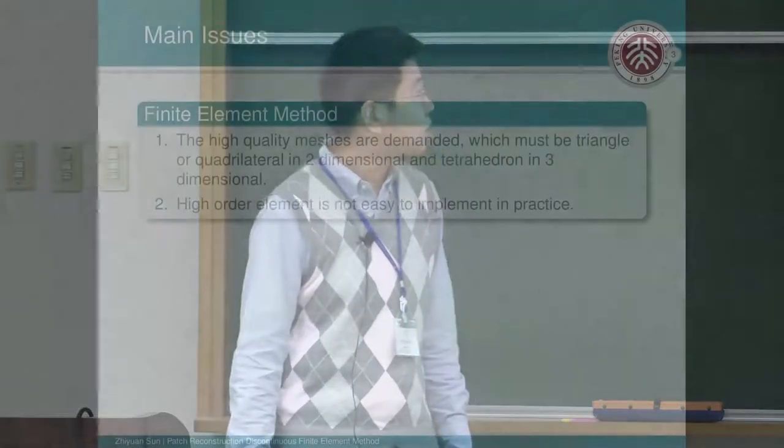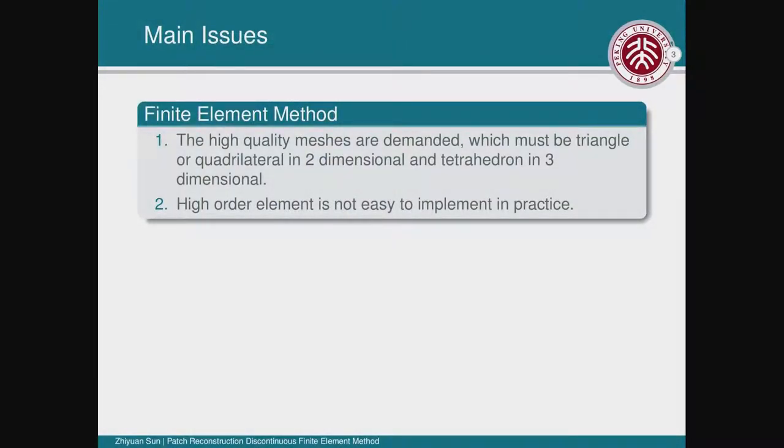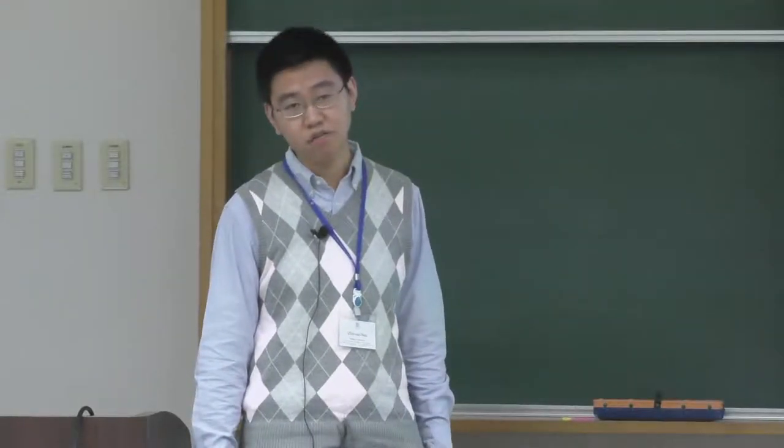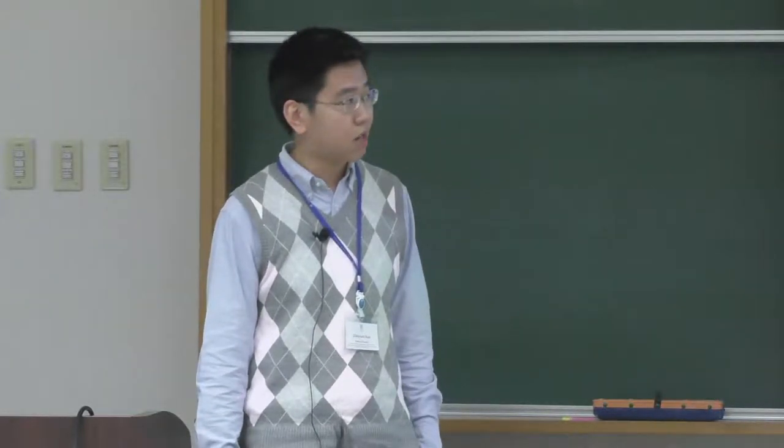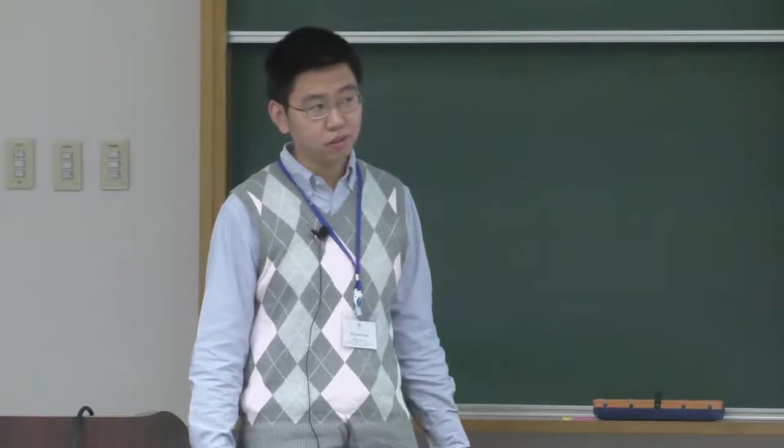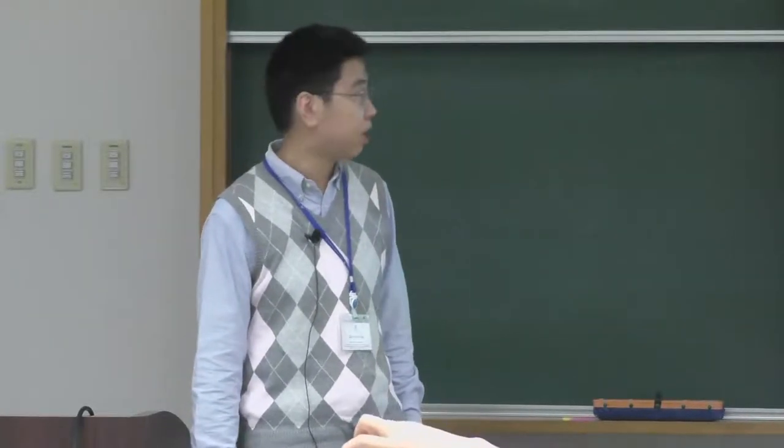The FEM also requires a high quality mesh, which must be triangle or quadrilateral in two dimensions, and tetrahedron in three dimensions. There is also a problem that high order methods are preferred, but in practice, high order methods are not commonly used. For example, there are many software packages for the finite element method, but all of them only provide as high as P3 elements. There are no P4 or P5 elements.